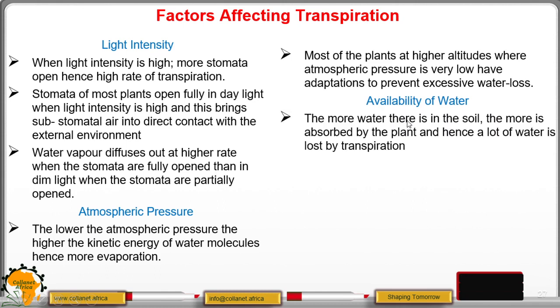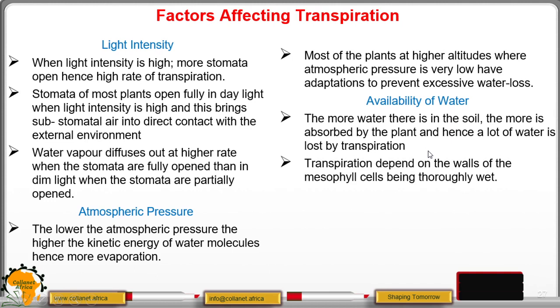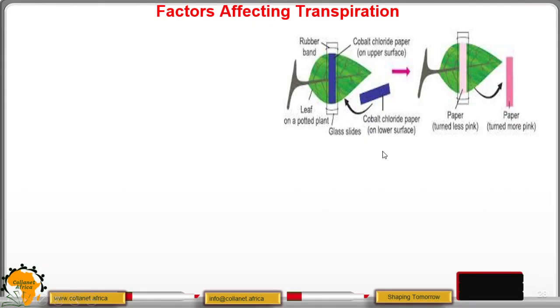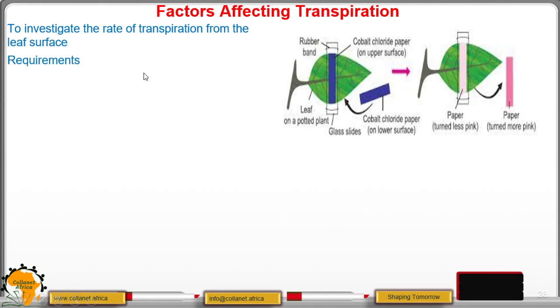And the more water there is in the soil, the more the water is absorbed by the plant, and hence a lot of water is lost by transpiration. Transpiration depends on the walls of the mesophyll cells being thoroughly wet. So we want to investigate the rate of transpiration from the leaf surface.